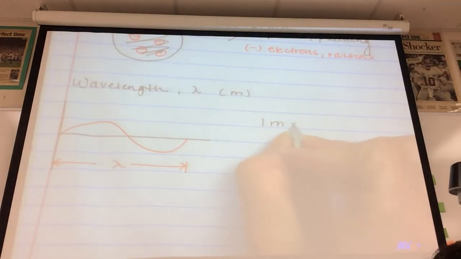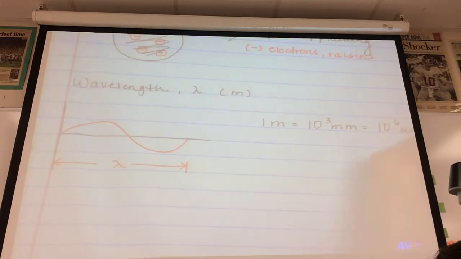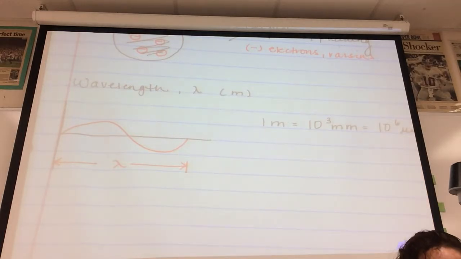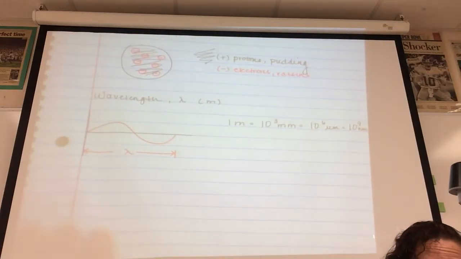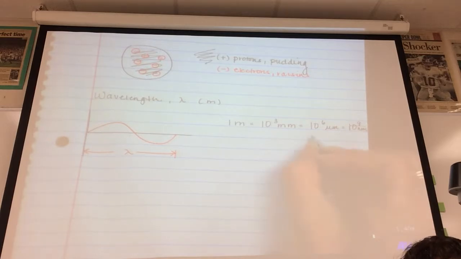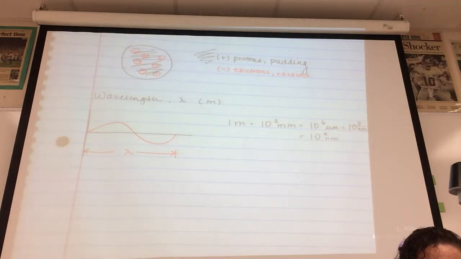1 meter is equal to 10 to the 3rd millimeters, or 10 to the 6 micrometers, or 10 to the 9th nanometers. That's a sloppy 9. I'm going to write this one again. What is the 10 to the 6? That's micrometers, and this is nanometers. You've got to know those conversions.